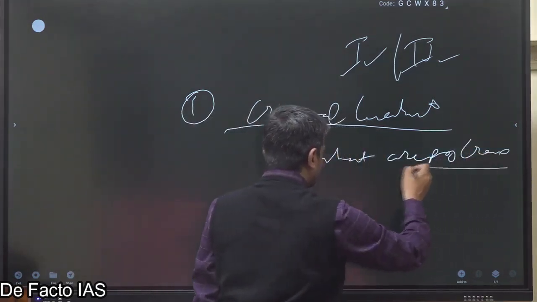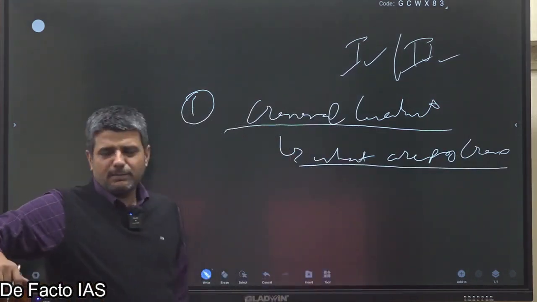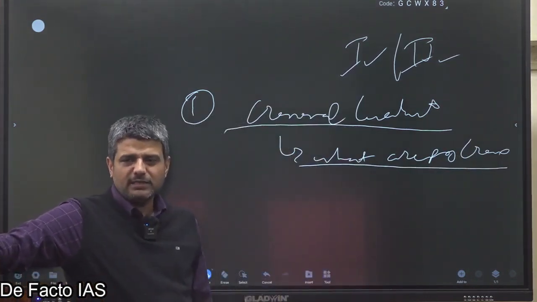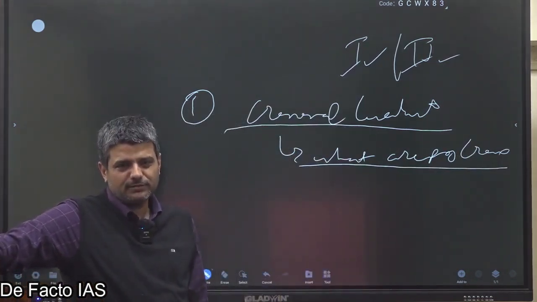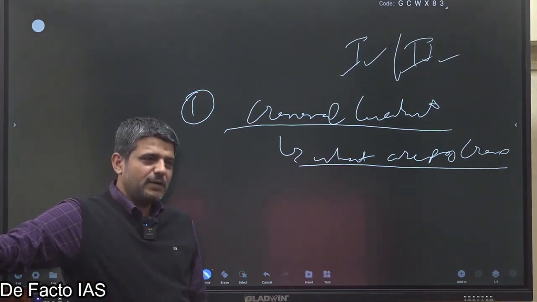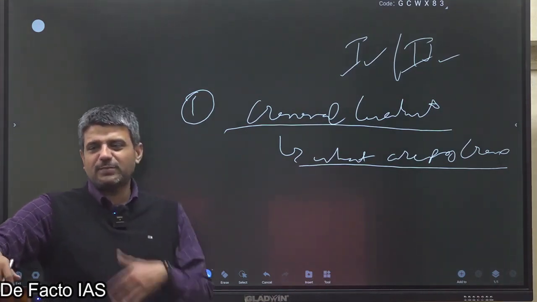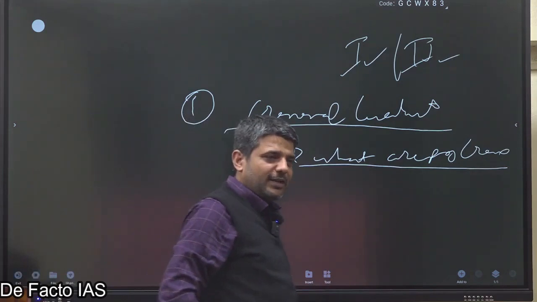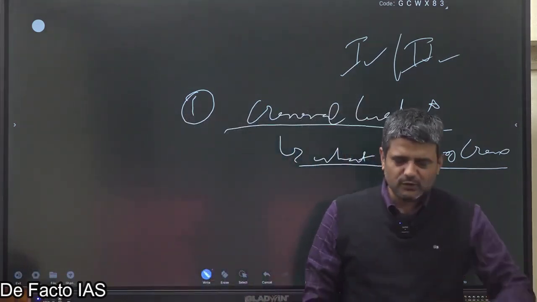There is a very famous saying: until and unless the mind is guilty, the act cannot be punished. That is the principle of criminal liability. So if the question is what is the principle of criminal liability, you will talk about that particular Latin maxim, which I will also talk about.